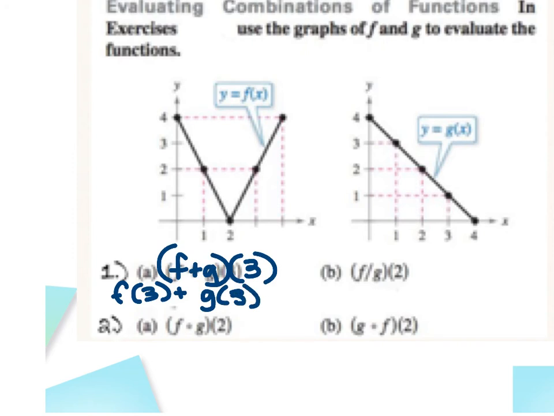So if that's the case, I use my graphs here. F is on the left, G is on the right. So f of 3, if my x is 3, then my y is 2. And g of 3, if the x is 3, then the y is 1. And then I just add them together.